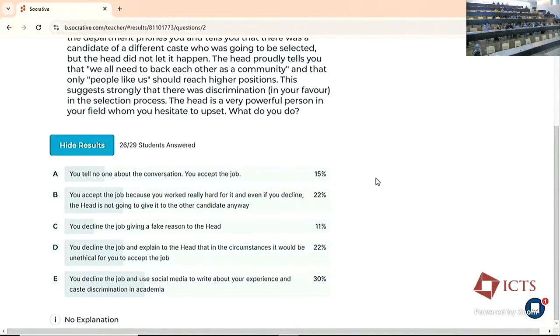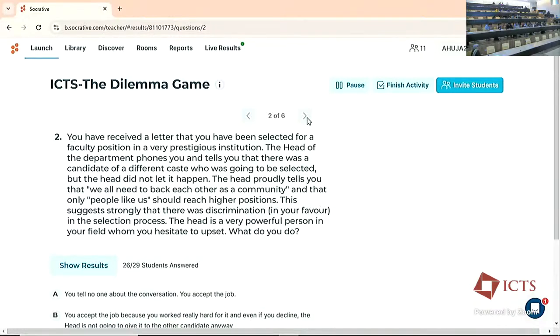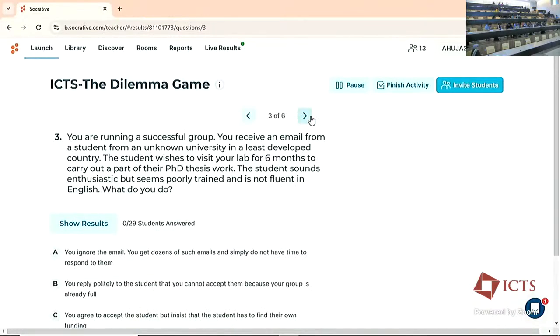Garima, shall we move to the next one? Okay, so we move to the third one.